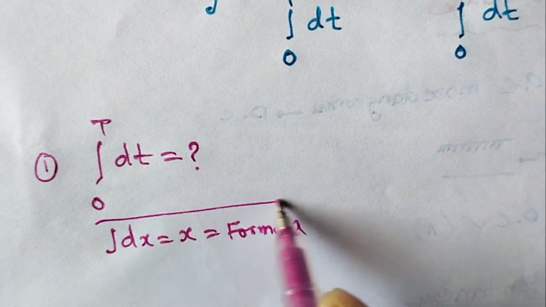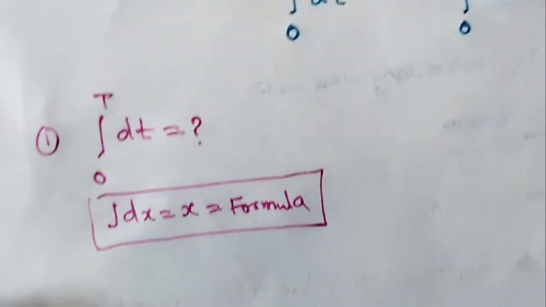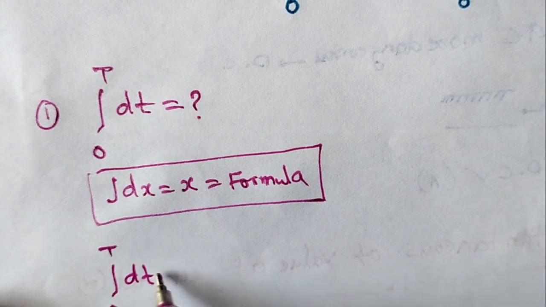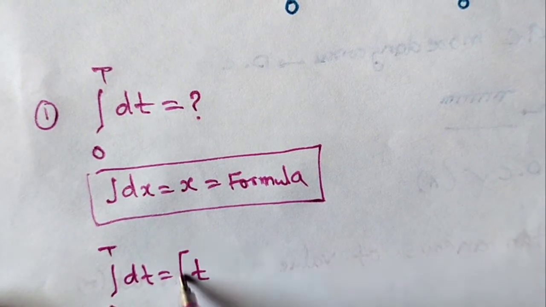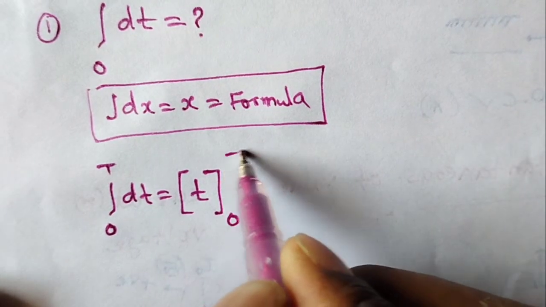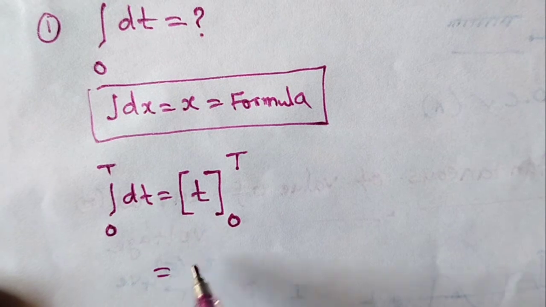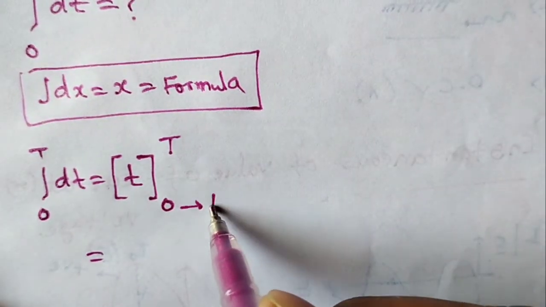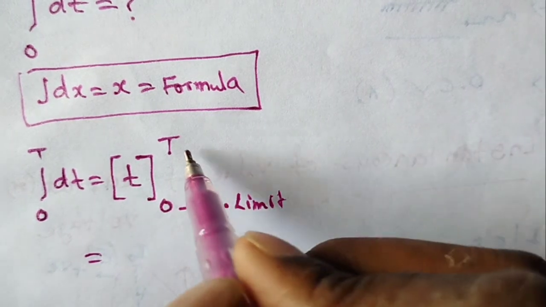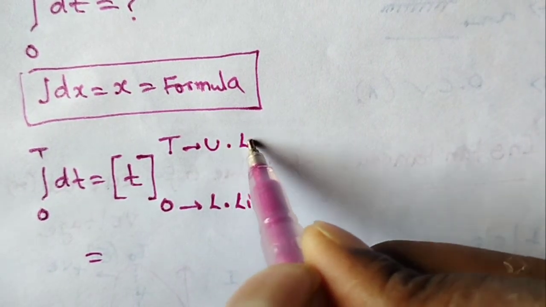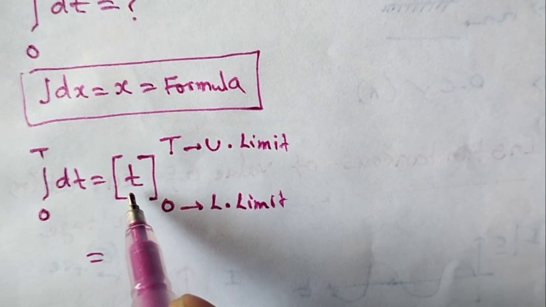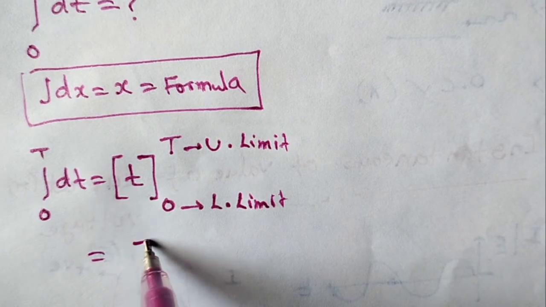Integral dx is equal to x, the formula. The same thing, integral 0 to T dt is equal to small t. What are the limits? Lower limit 0, upper limit capital T. First you substitute the lower limit 0, then the upper limit. In this, small t is replaced by the upper limit, which is capital T.